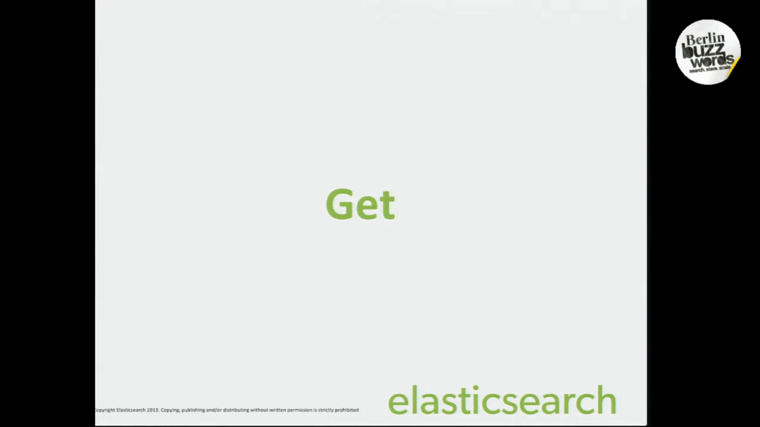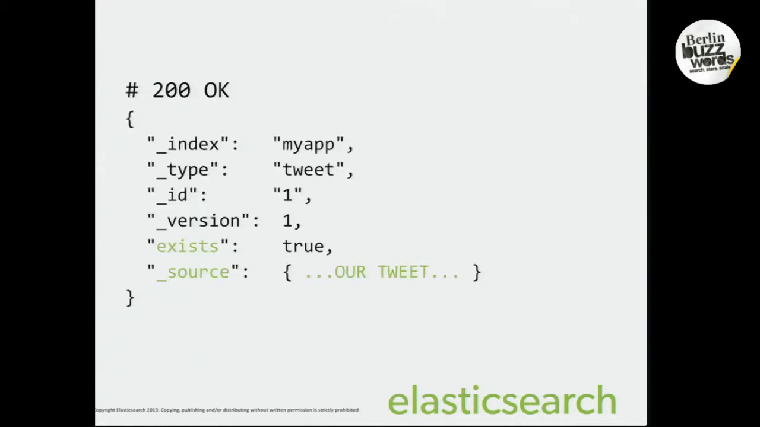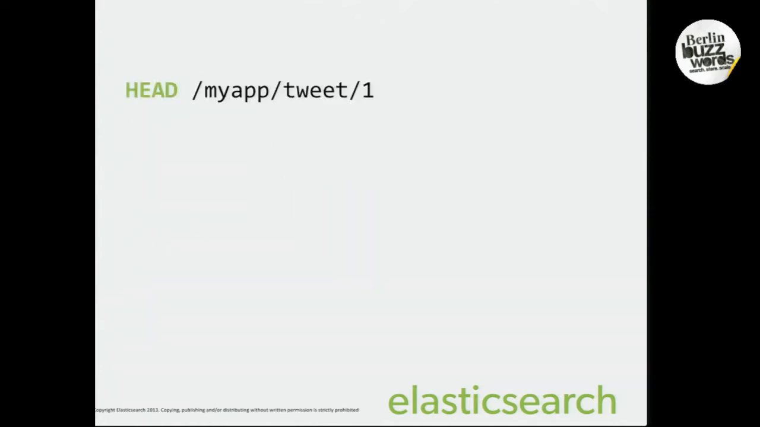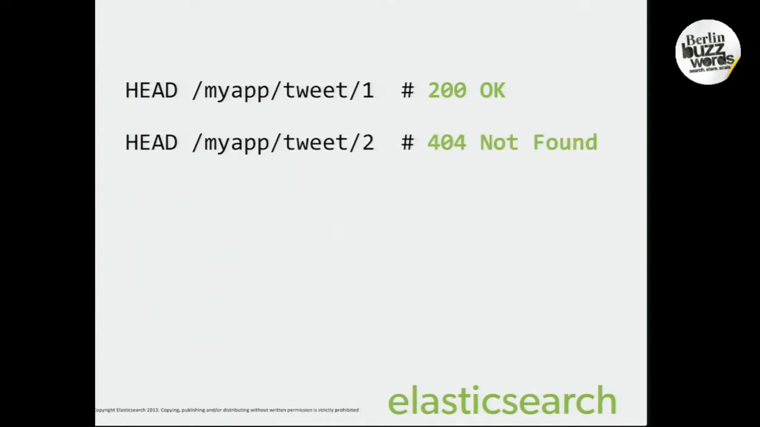To get the document back out, it's going to be no surprise, you get it. And you get back all the same metadata, including the source field, which contains the original JSON document that you passed in. Okay, that's all good and well. We can tell it if it exists using the head API, and you don't get a body response back, you just get an HTTP response code, 200 or 404.